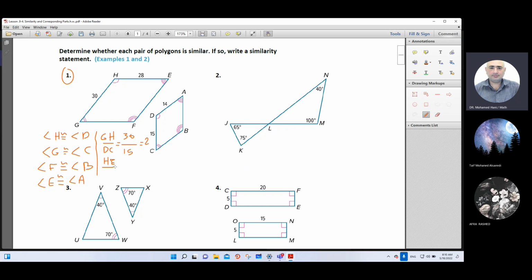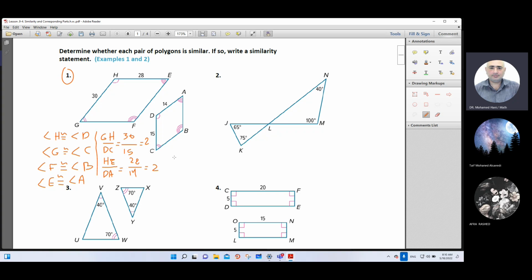If I take HE, what is the corresponding side in the second shape? It will be DA. What is the length of HE? 28. And what is the length of DA? It will be 14. So 28 divided by 14 will be 2. So as you see, you have the same scale factor, the same ratio.